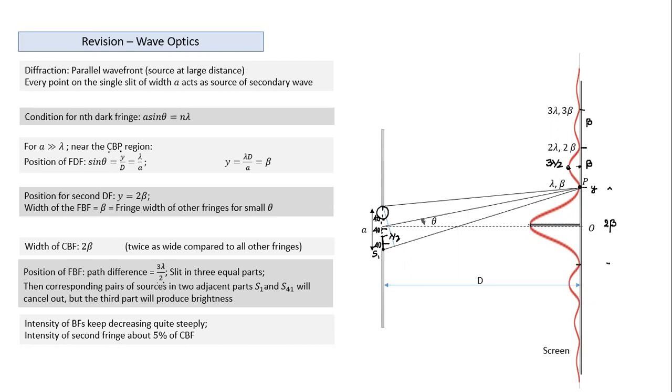The first bright fringe has 3 parts, 3 lambda by 2. The second bright fringe will be 5 lambda by 2. So how are the bright fringes forming? See, for bright and dark fringes, your expressions have interchanged. Here, for the dark fringe, a sin theta is equal to n lambda, and (2n minus 1) lambda by 2 for the bright fringe.